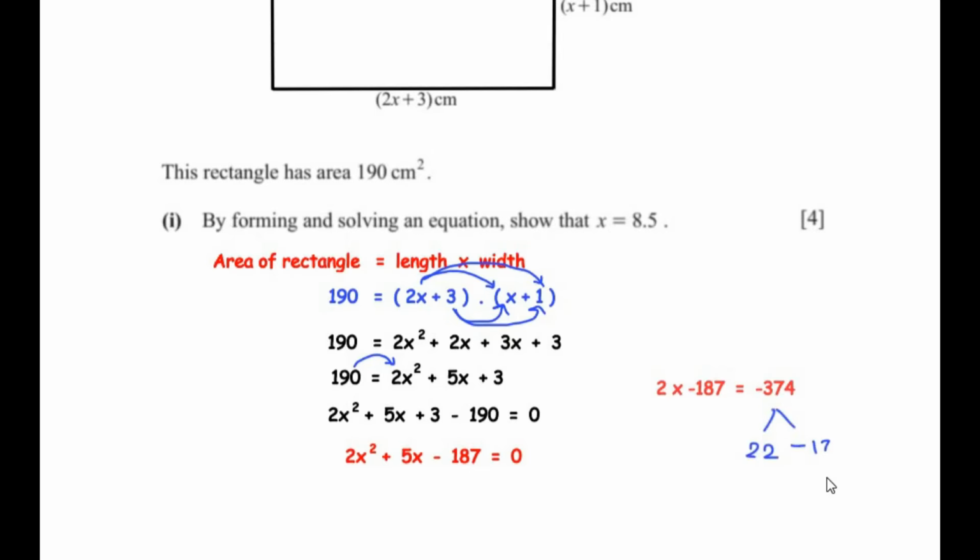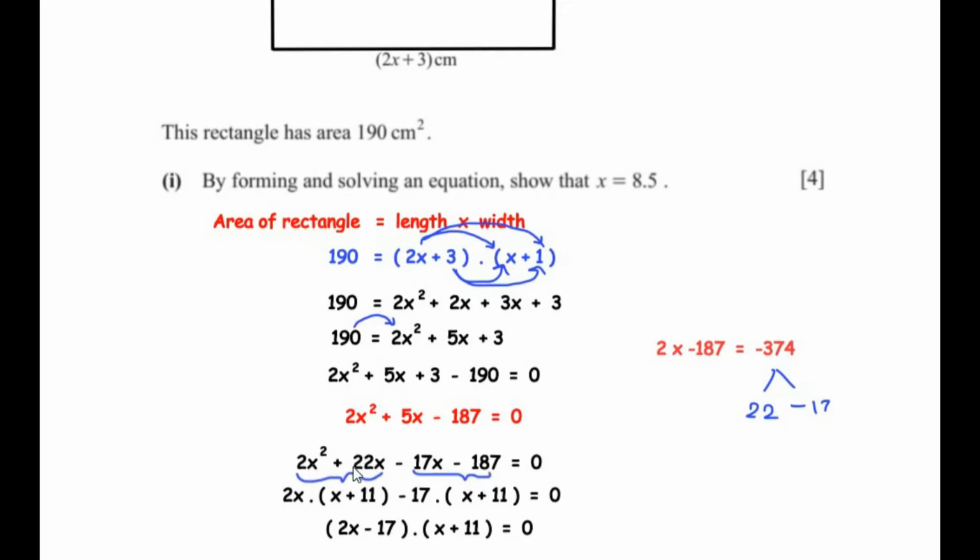So here we have written 2x square and plus 5x is being split up in terms of its factors, that is plus 22x minus 17x minus 187 equal to 0. Now let us group the first two terms together and the last two terms together. Now in the first two terms we have to take the common factors out. So the common factor in these two terms is going to be 2x, and in the bracket remains x from the first term and plus 11 from the second term.